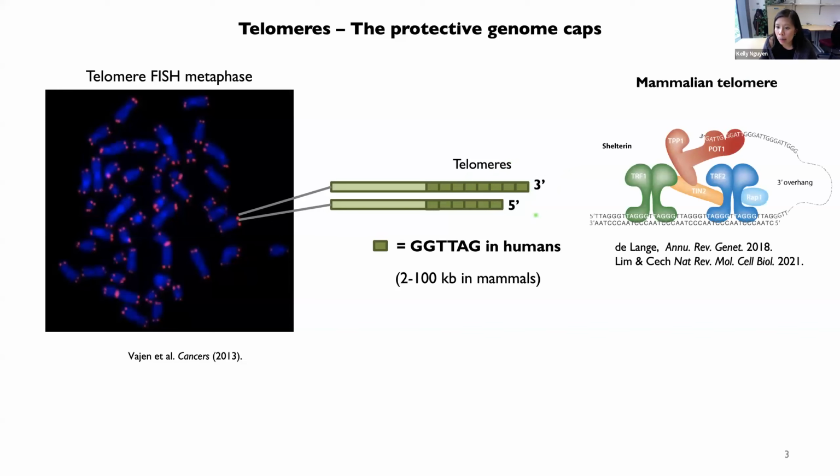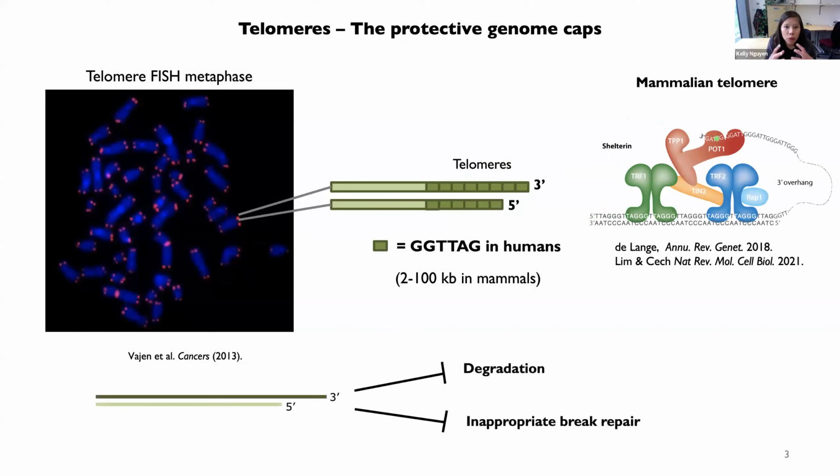And along this telomeric DNA, what we know is that in mammalian cells, there's a complex called the shelterin complex, which can specifically bind this telomeric DNA, both at the double-stranded part, as well as the single-stranded region as shown here. And together, what we think about telomeres is that, together with the DNA, they form protective caps that protect our genetic information from undergoing degradation and also inappropriate break repairs.